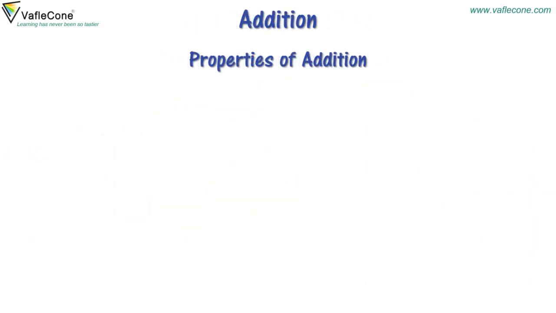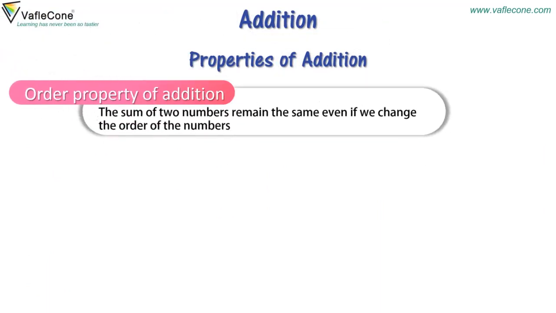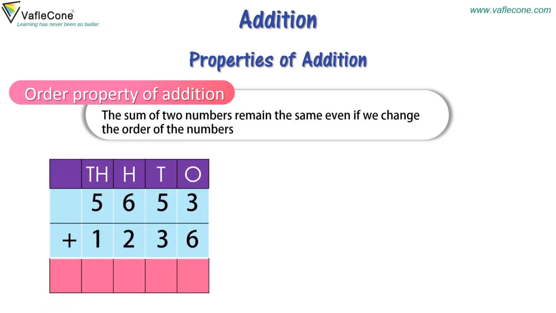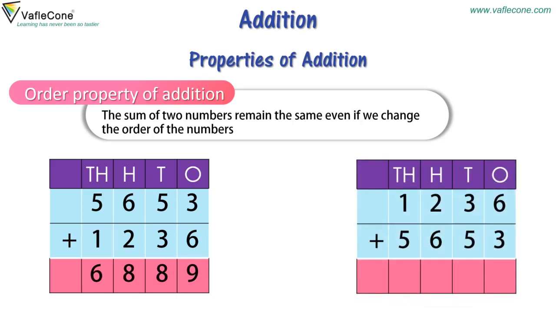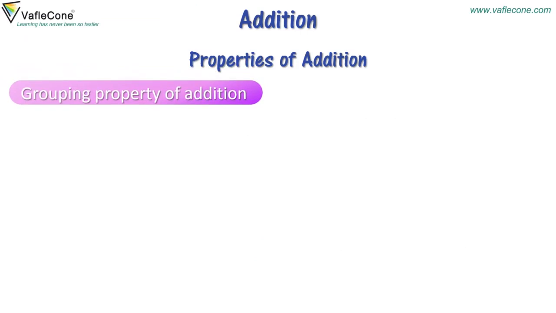Properties of addition. Order property of addition. The sum of two numbers remains the same even if we change the order of the numbers. For example, 5,653 plus 1,236 is equal to 6,889. Also, 1,236 plus 5,653 is equal to 6,889.